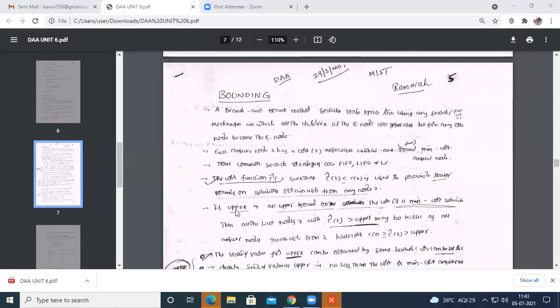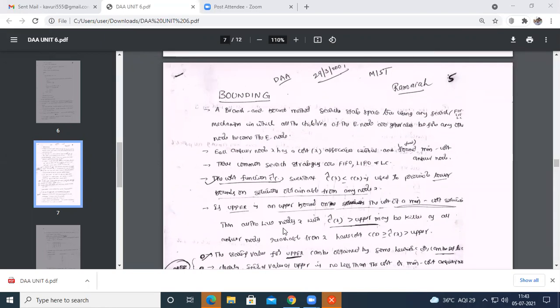Next is upper, which is the upper bound on the cost of the minimum cost solution. Every node has an upper bound cost. The upper bound is represented by upper, the minimum cost node.